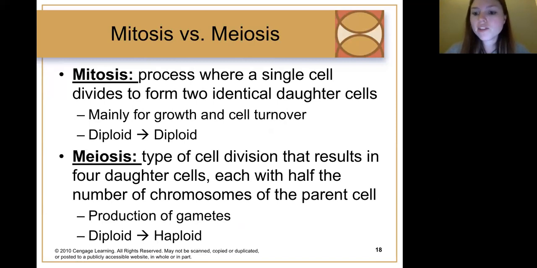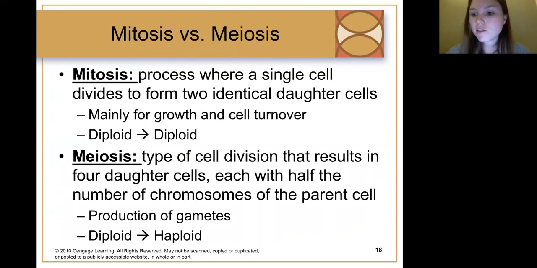If you think back to the genetics lecture where we talked about diploid versus haploid, in mitosis you're going to start with a diploid cell and you're going to end with a diploid cell. This differs a little bit from meiosis. In mitosis, you end up with the same number of chromosomes in the daughter cells as you started with. It's identical to the parent cell. Meiosis is a type of cell division that results in 4 daughter cells, and each of those has half the number of chromosomes of the parent cell.